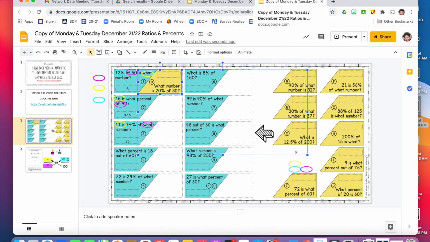I want you guys to try as many of these as you can. See what you can get through. See what you can match up. And make sure you turn this into me before we finish class tomorrow. Okay, before winter break is over. I want to be able to grade this. Before winter break starts, sorry.